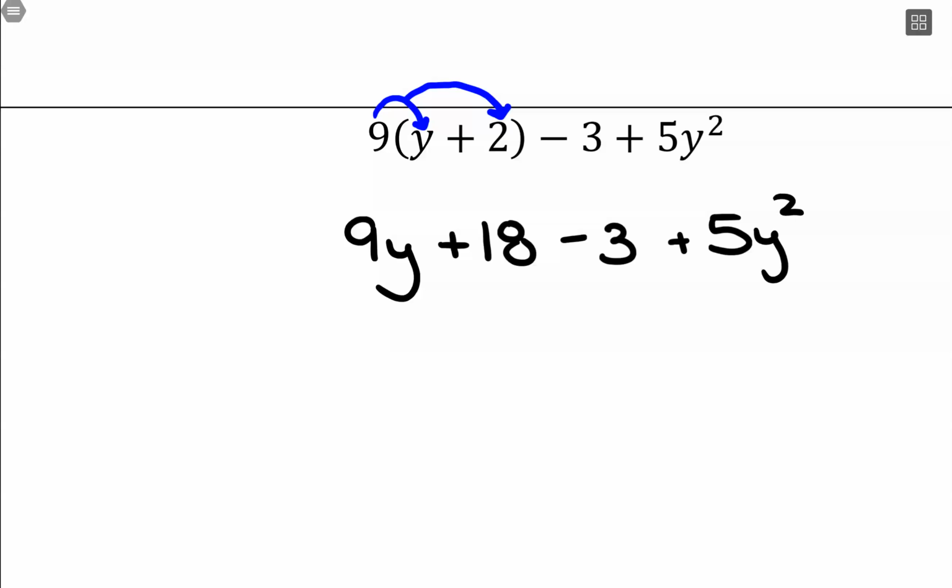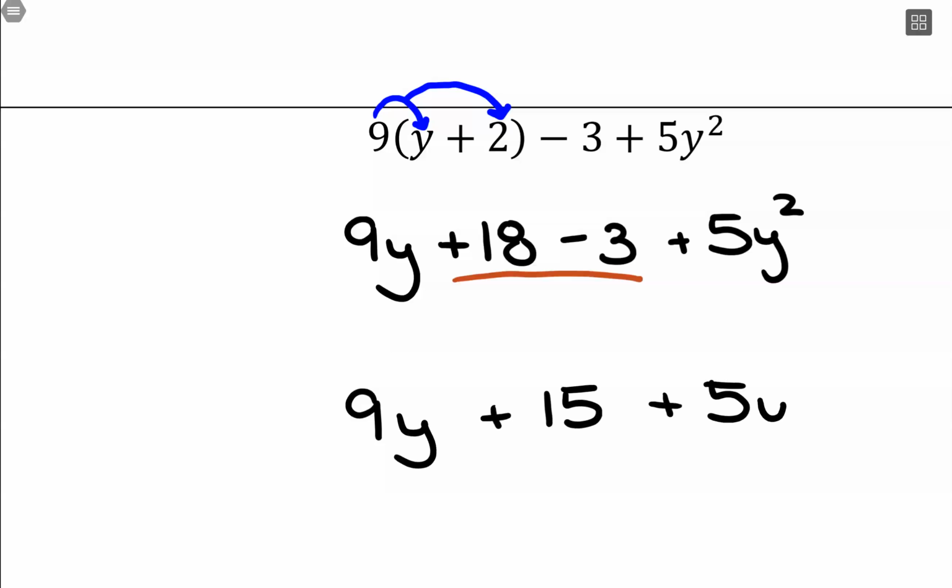So I'm going to look for like terms, and the only like terms are these constants. So I'm going to have 9y plus 18 minus 3, so that'll be a positive 15, and then plus 5y squared. And that's completely simplified.